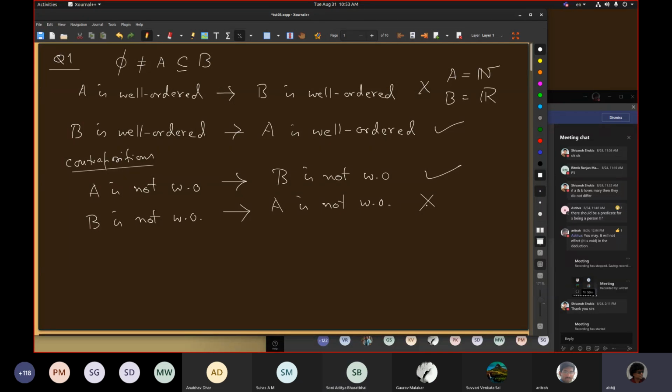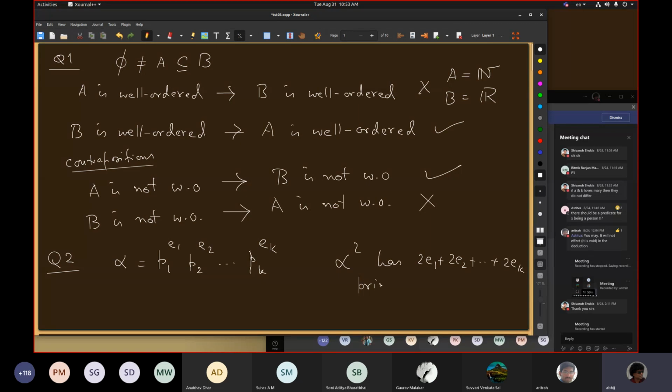Yes, sir. Okay, and there was a second query. This is just maybe a matter of misunderstanding. I said, let's say that alpha is an integer of the form p1^e1 p2^e2 ... pk^ek. Then I claim that alpha squared has 2e1 plus 2e2 plus ... plus 2ek prime divisors.